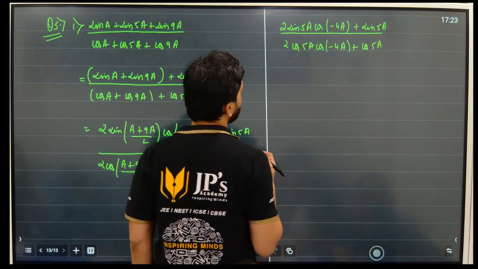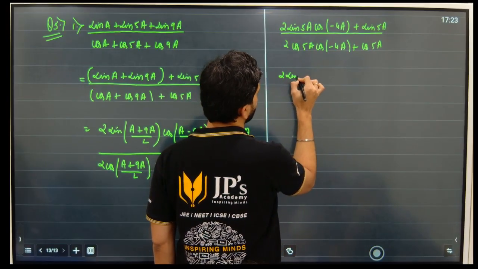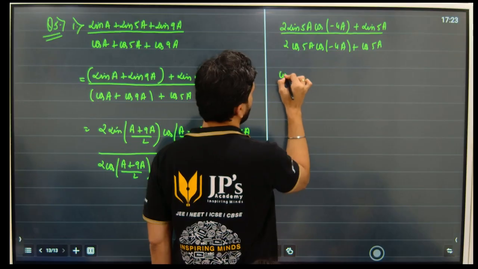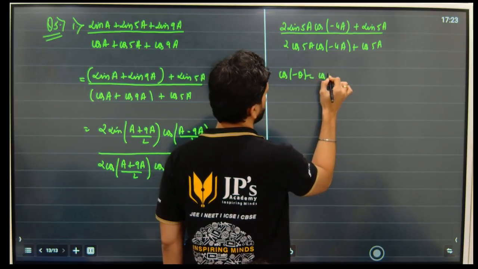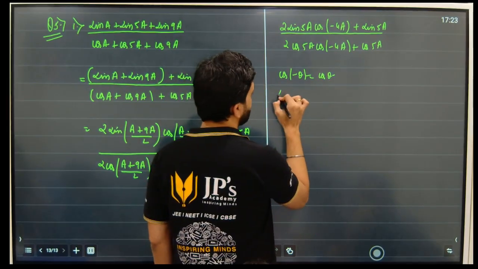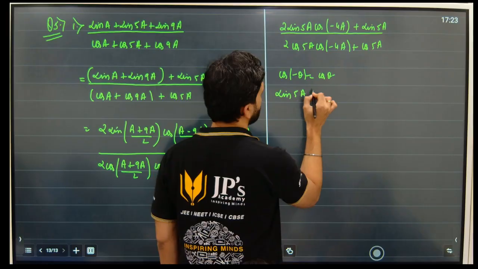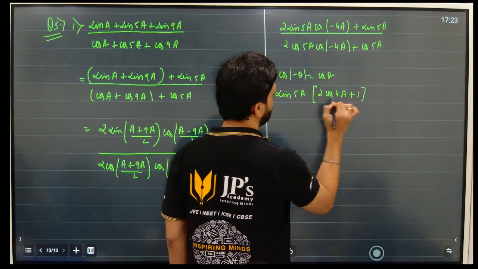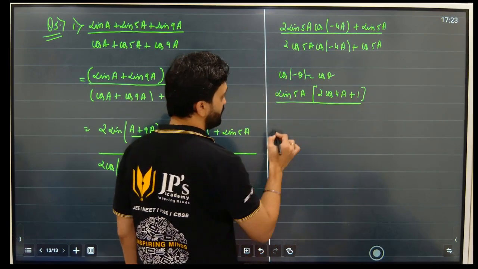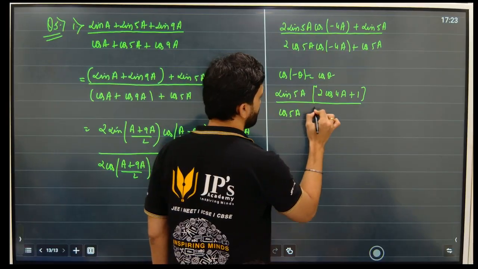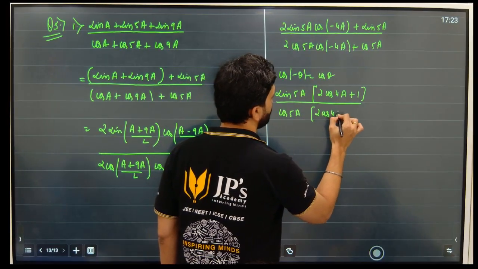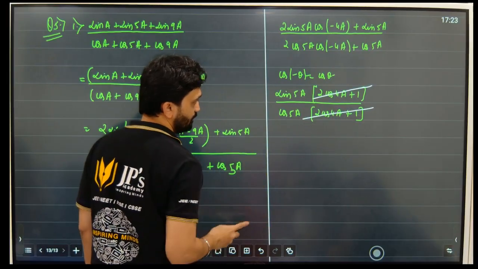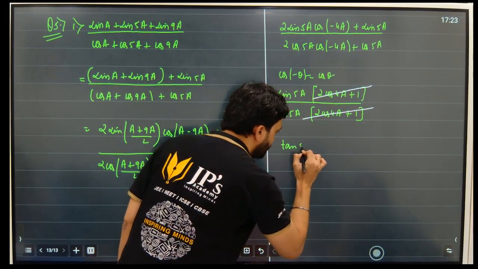What is cos of minus theta? Cos theta. Very good. Cos of minus theta is cos theta. So if I take sin 5a common, in the numerator I will be left with 2 cos 4a plus 1, and in the denominator if I take cos 5a common, I will be left with 2 cos 4a plus 1. My answer is tan 5a.